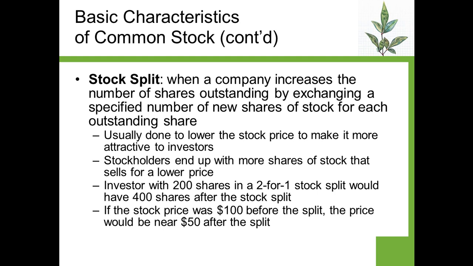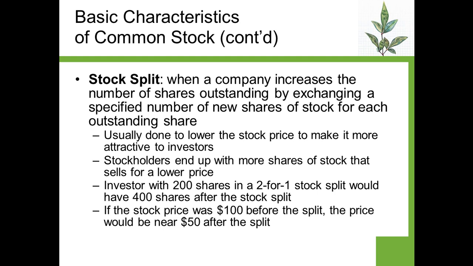A stock split is when a company increases the number of shares outstanding by exchanging a specified number of new shares for each outstanding share. It is usually done to lower the stock price. What's the purpose of splitting the current or outstanding stocks? The purpose is to lower the prices of the common stocks. When the common stock price is lower, it will be more attractive to investors. So it's a strategy to increase the common stockholders of the organization. Stockholders end up with more shares of stock that sell for a lower price, because the investor can purchase more shares of the organization at a lower price.